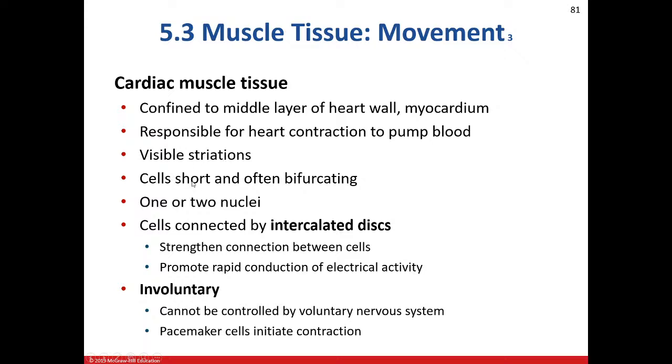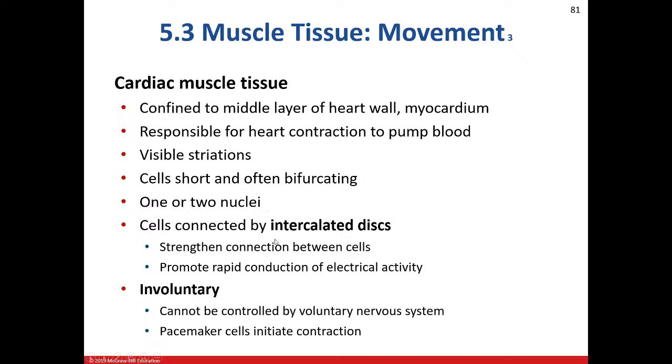And the cells here, though, are going to be short. They're not long like the skeletal muscle fibers. They're going to be short, and they may bifurcate, which means they may split off in two directions. Kind of interesting. Skeletal muscle, remember, was one long cylinder, one long, basically tube-shaped cell. And here the cells may bifurcate or split off in two directions. Now, cardiac muscle can have one or two nuclei. It can be multinucleated, but isn't always.